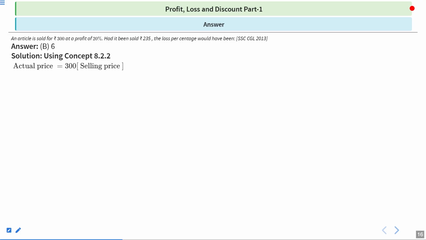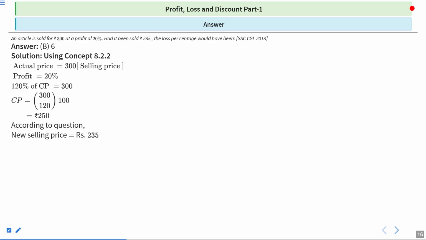The actual price, or we can say the selling price, is 300 rupees. The profit is given, which is 20%. So 120% of the cost price is equal to 300, we can say that. So the cost price will become 300 upon 120 multiplied by 100. So we get the cost price, which is 250 rupees. Now, according to the question, the new selling price is 235 and the cost price is 250. So we can clearly see that there will be a loss of 15 rupees.